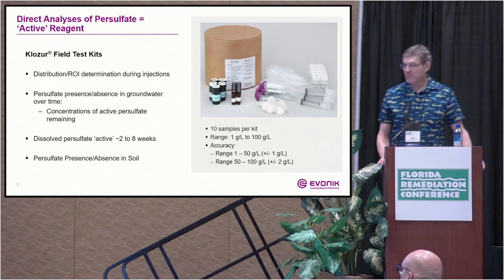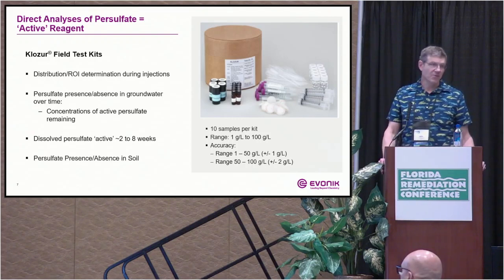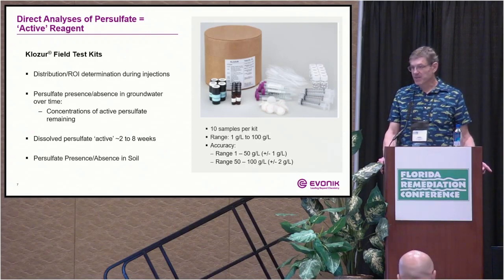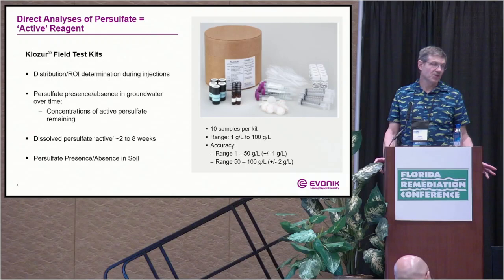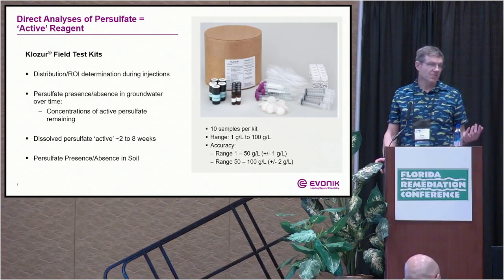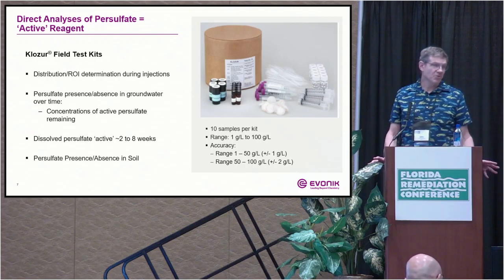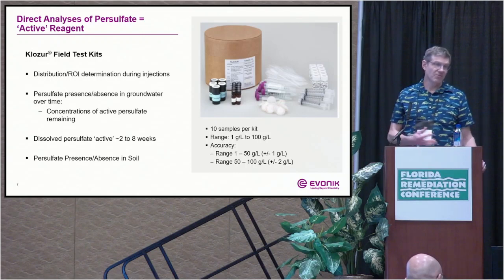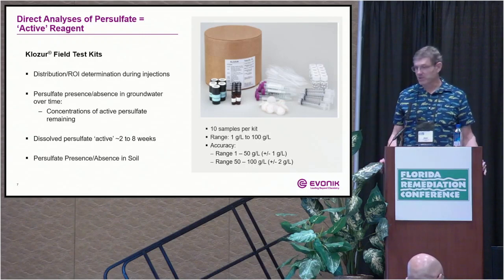So direct analysis, there's ways to do it in the lab. We have some field test kits that we make at our lab in Tonawanda, so you can look at distribution or ROI directly with these. It measures the presence or absence of persulfate over time. Typically, once the persulfate is dissolved and active, it only lasts about 2 to 8 weeks, so that's the time frame, say with sodium persulfate when it's completely dissolved, that you would be looking at.